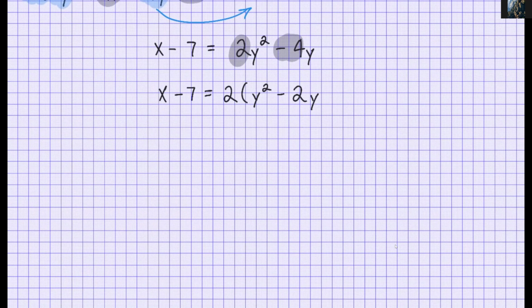In the same way as before, we are going to complete the trinomial. How do we do that? Again, we're going to take this number in here, divide it by 2, and then square it. So negative 2 divided by 2 is negative 1, squared will be 1.